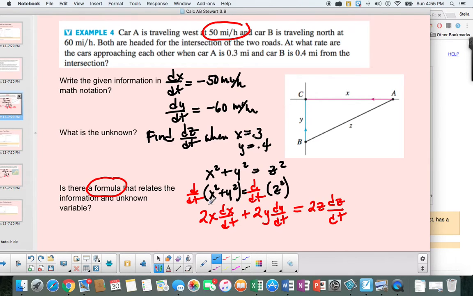Now all of these 2's, I can multiply them out. I'm going to have a value for each one of these. The only one I don't have a value for is z. So let's see what's happening here. At the moment that x is 0.3 and y is 0.4, z is going to be 0.5. So I will have a value for every one of these except dz/dt, which I can solve for. And I'm going to let you do that.